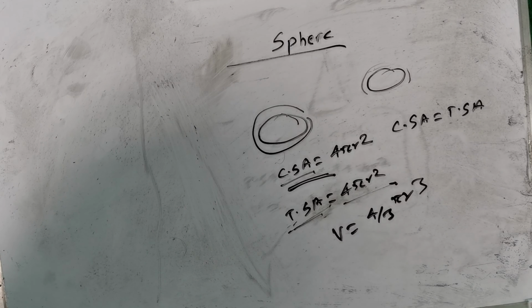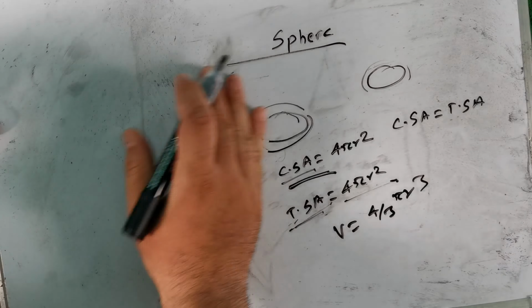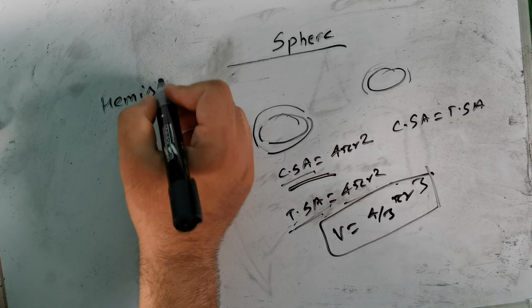But if you don't want to know, you just want to do it for your exam, then you can remember this. V is equal to 4 by 3 pi r cube. And what is hemisphere, guys?